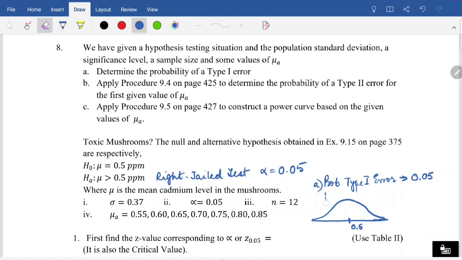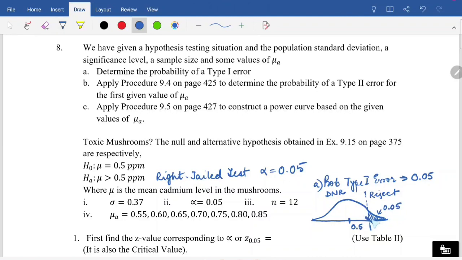Now, because this is a right tail test, the reject region will be to the right, correct? For a right tail test, the reject region is going to be to the right, and therefore the other side of reject is going to be the do not reject region, and the area associated with the reject region is going to be 0.05.